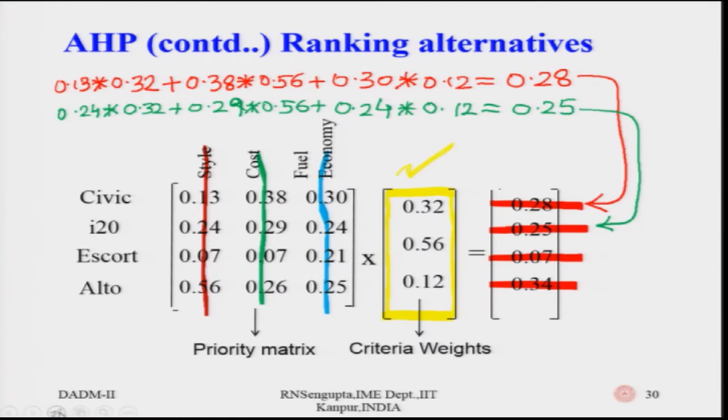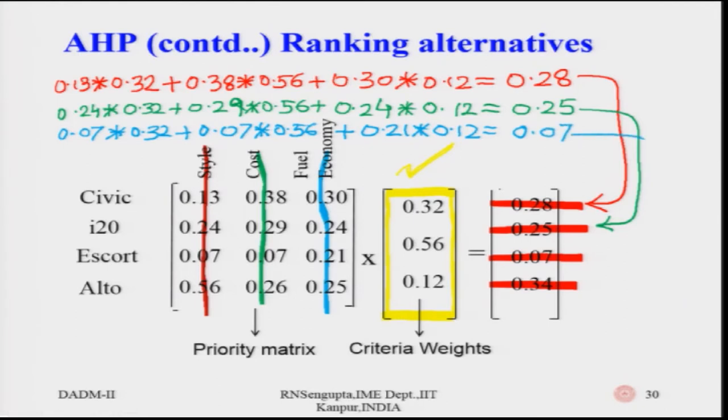Then if I find out, let me write it down, I know that you have understood, but please bear with me. So, the second value is 0.07 multiplied by 0.32 plus 0.07 multiplied by 0.56 plus 0.21 multiplied by 0.12, that value comes out to be 0.07. This value is on the third cell. So, this is just a coincidence that it is 0.07 here also, 0.07 here also, 0.07 here also.